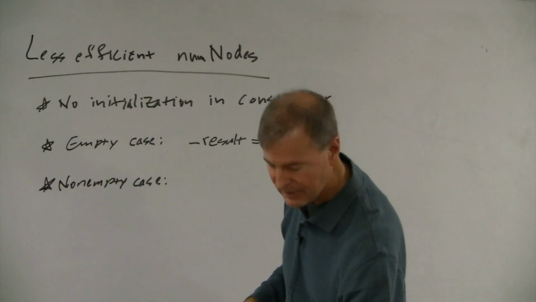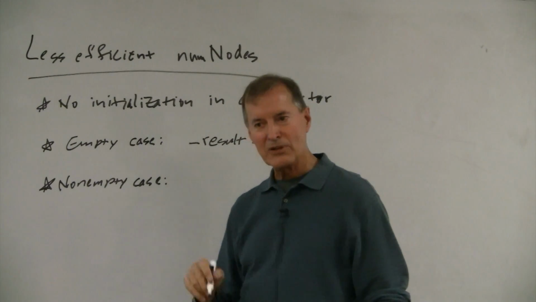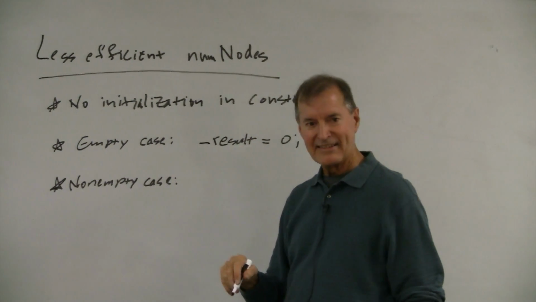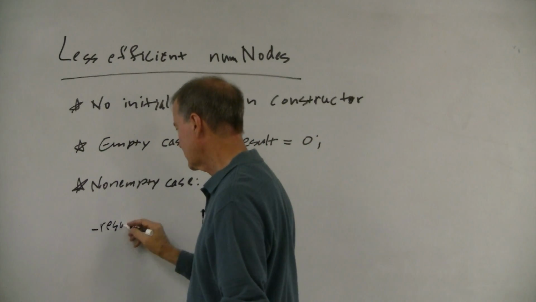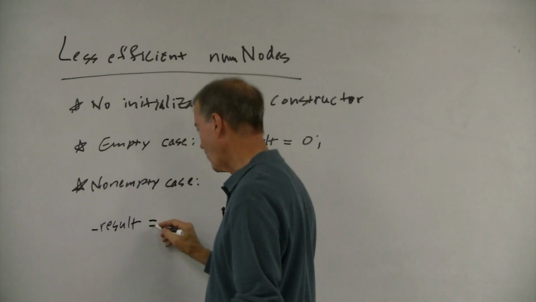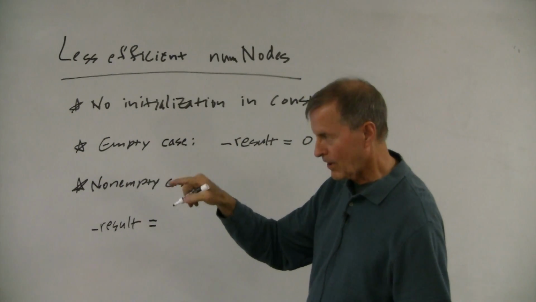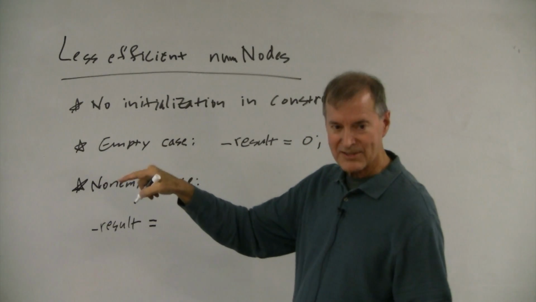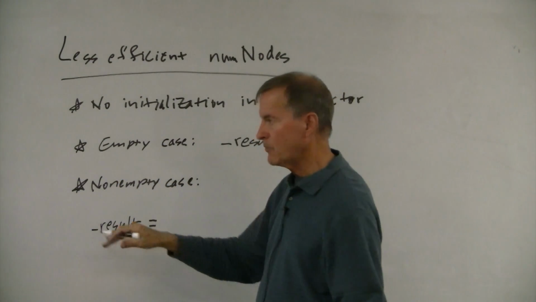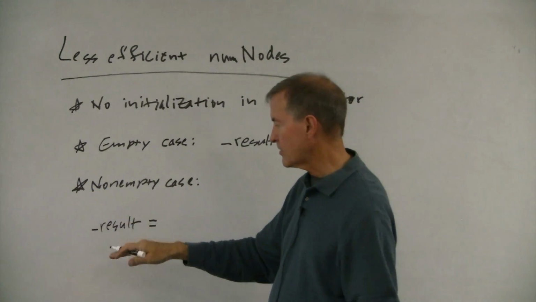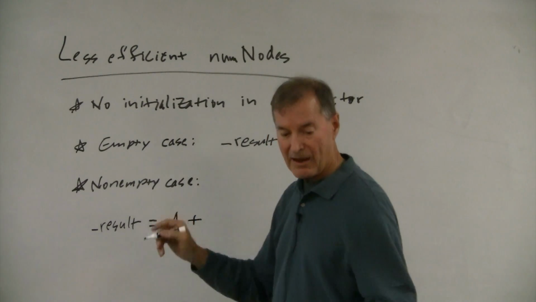So what would we do for the non-empty case? It's a one-liner. We could do it with a one-liner using the global function. We'd do underscore result gets 1 plus. We could do that at the beginning or the end. Because we are in the non-empty node, what do we want to set underscore result to? We want to set it to 1 plus left.